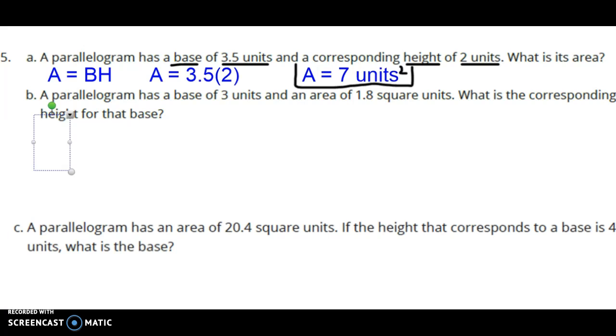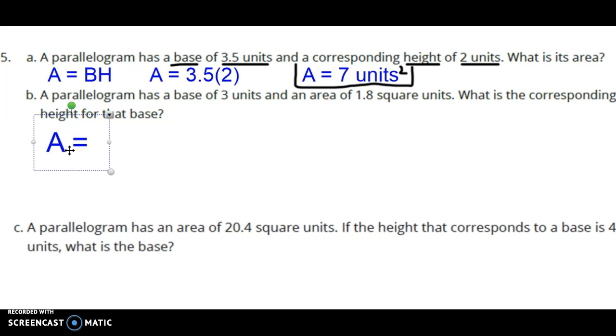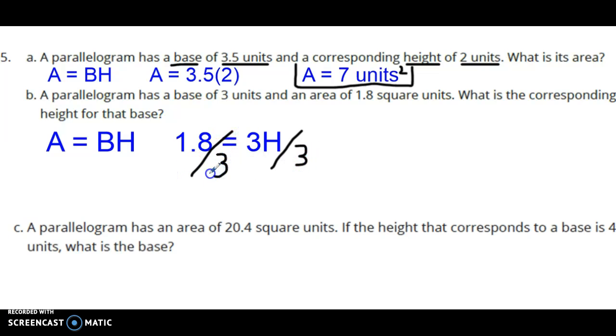So we know that, once again, area of a parallelogram is going to equal base times height. For this problem, I know my area is 1.8 units squared, and I know my base is 3, but I don't know my height. So that's going to be my unknown. In this case, I have to do the opposite of multiplication to find out what my height is and isolate that variable. So I'm going to divide by 3 on the right. I'm going to divide by 3 on the left.